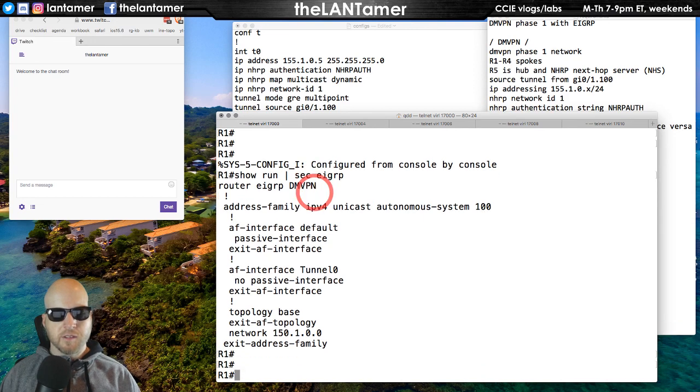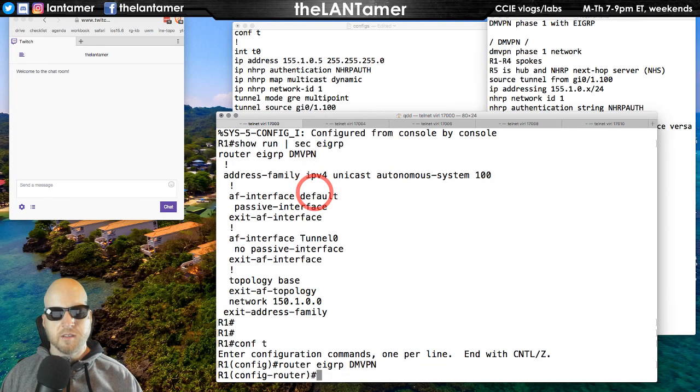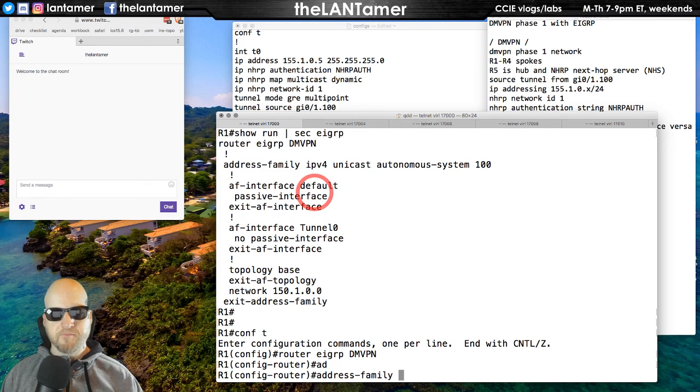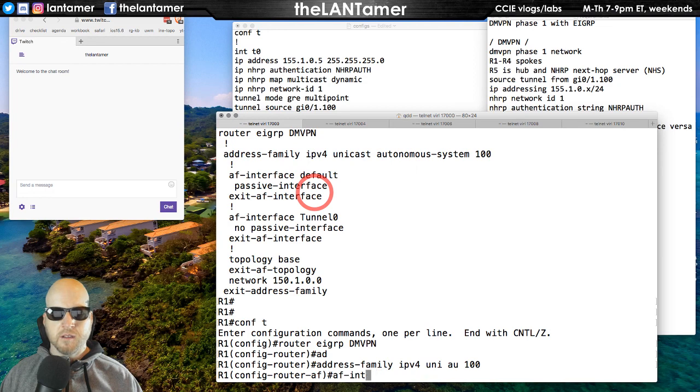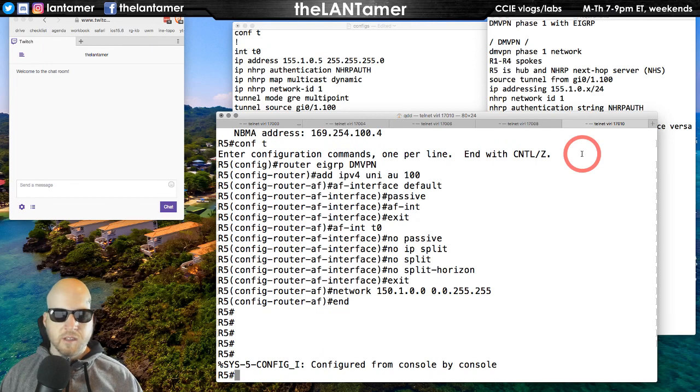I have to add it to the tunnel interface, right? It's not passive, but yeah. Router EIGRP DMVPN. Shoot. Address family IPv4 unicast autonomous system 100. We have to say network, yeah. 5.100. Left that out. The network statement says who we want to send EIGRP hello packets, right?